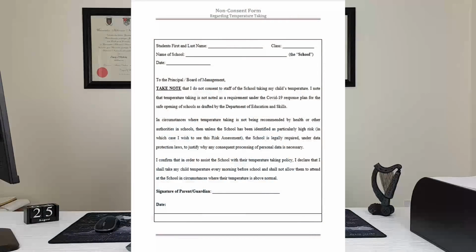That said, in order to maintain an element of civility with your child's school, you could suggest a workaround, which might include advising the school through a declaration that although you do not consent to your child's temperature being taken, in the interests of public health you shall commit to taking your child's temperature every morning before they leave for school, and shall further commit that you shall not send your child to school in the event that their temperature is above average. If you wish to utilise this option, I have prepared a non-consent declaration form which you can find at the Google link in the description box to this video.